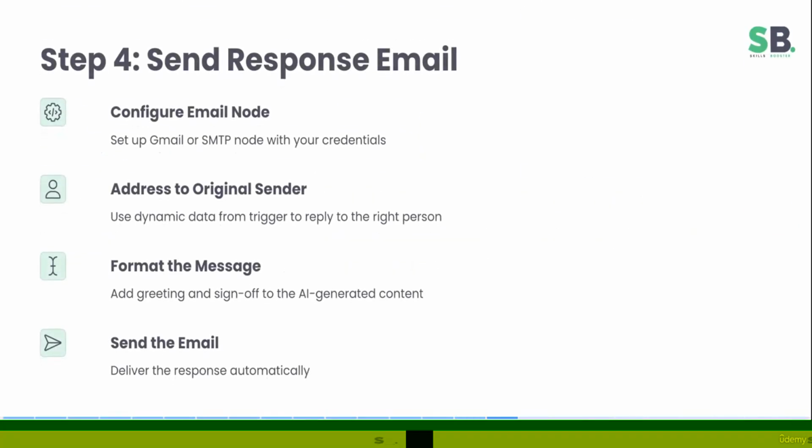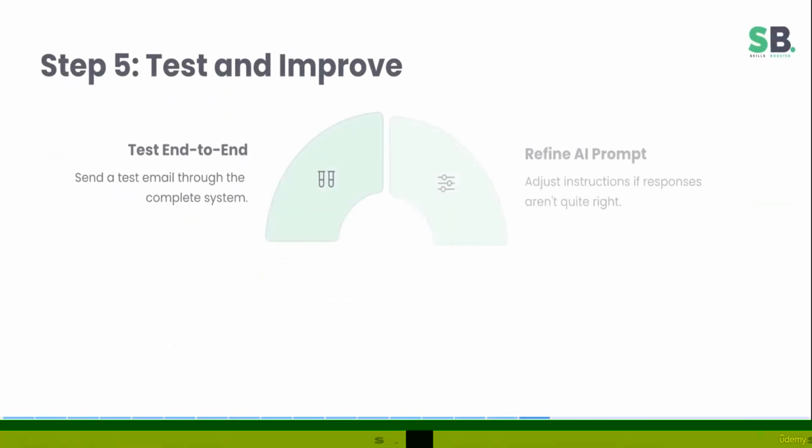Step 4 here is to send the response email. We configure the email node, setting up a Gmail or SMTP node with your credentials. Address the original sender using dynamic data from the trigger to reply to the right person. And format the message, adding greetings and a sign-off to the AI-generated content. And send the email, delivering the response automatically.